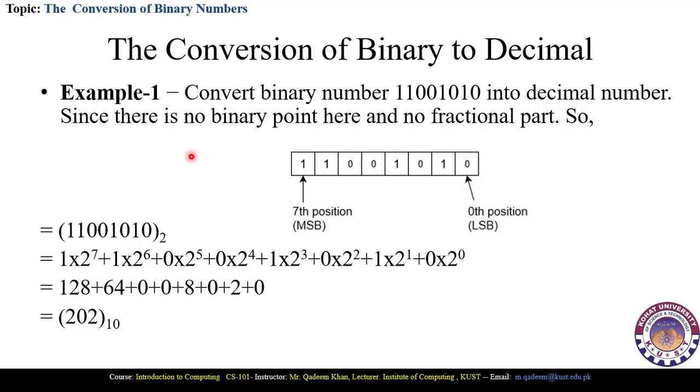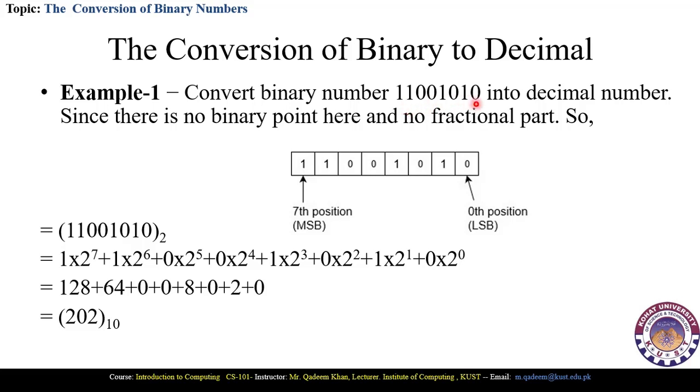This is the first example which will enable you to understand the conversion of the binary number system to the decimal number system. So this example converts the binary number 11001010 into the decimal number. And there is no binary point here, no fractional part as well. So we will convert that binary number into the decimal number.